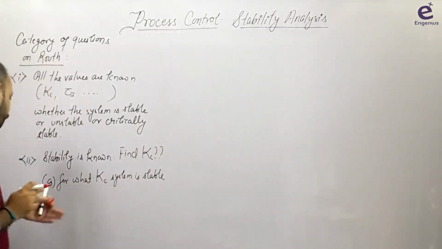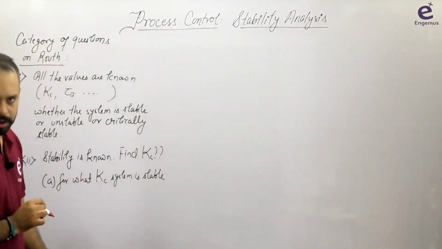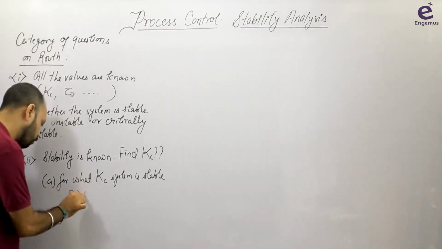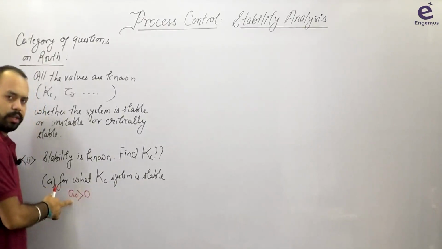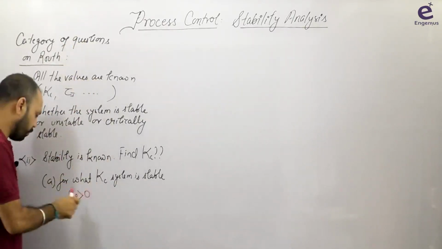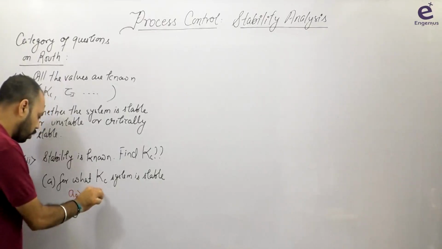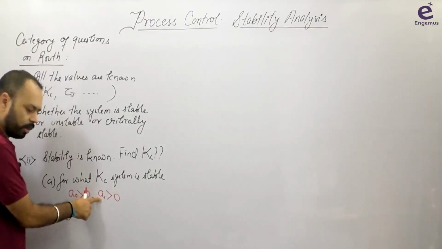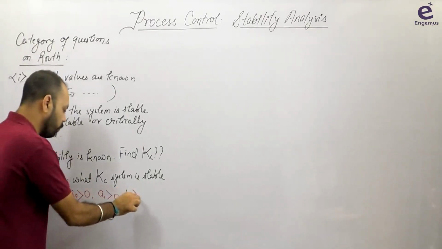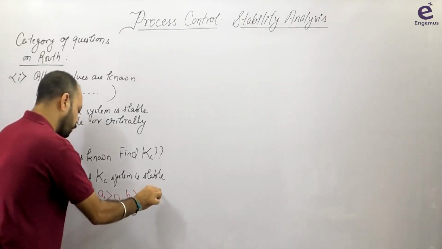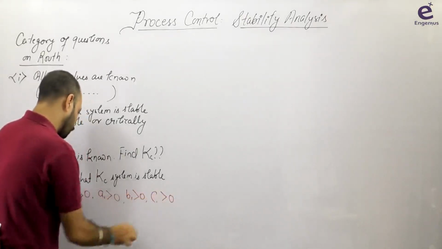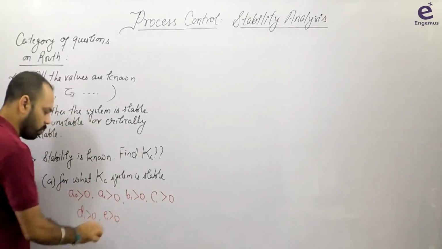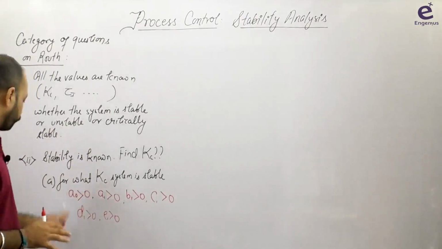You can make it again if you want. For what value of Kc is the system stable? So what should be the condition? A0 should be greater than 0. This was already greater than 0, right, in the starting only. Still I am writing this condition. What next? A1 should be greater than 0. This was the first element of the second row. B1 should be greater than 0, C1 should be greater than 0, D1 should be greater than 0, and E1 should be greater than 0, right? This is the criteria for finding the value of Kc.